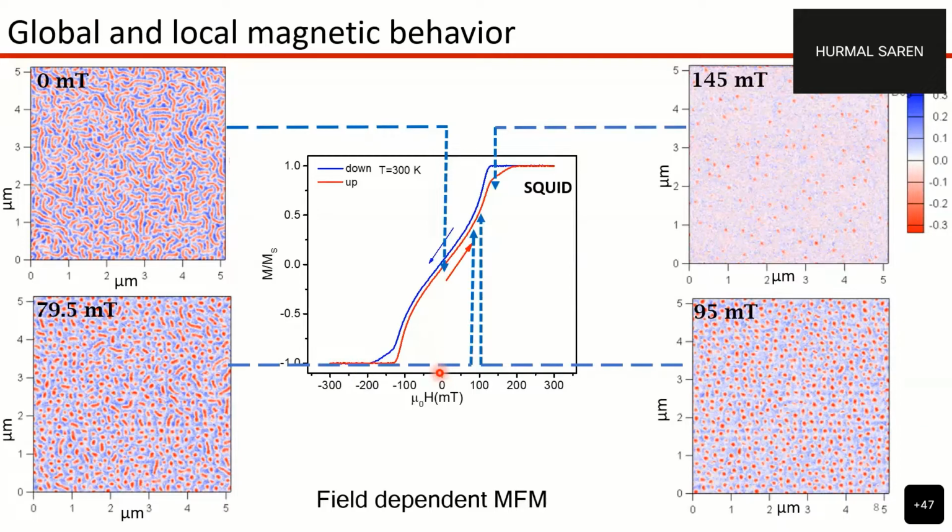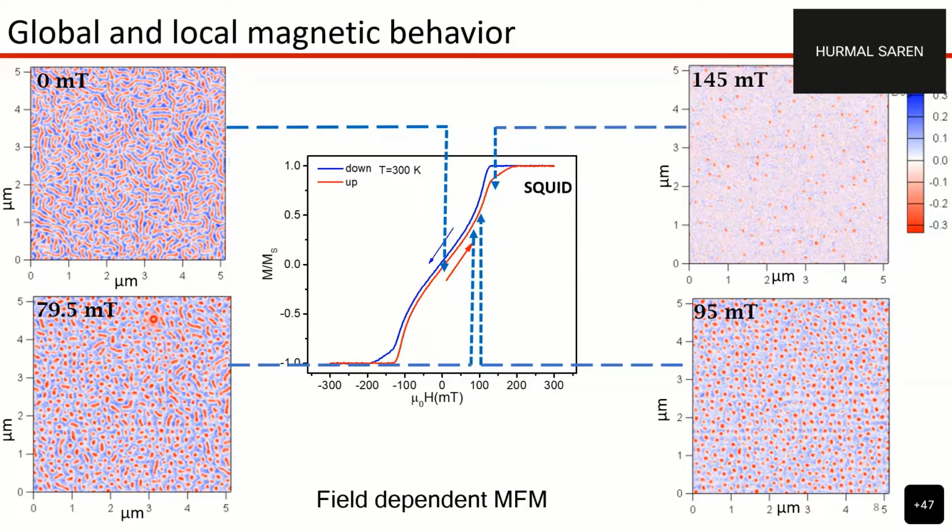So at what field, what is happening for that? This magnetic field dependent MFM is done. Starting from the zero field during the upsweep, you can see some kind of structure. Upon applying the magnetic field, this is an out of plane magnetic field, right? Upon applying a magnetic field of around plus 80 millitesla, we can see some kind of round structures.